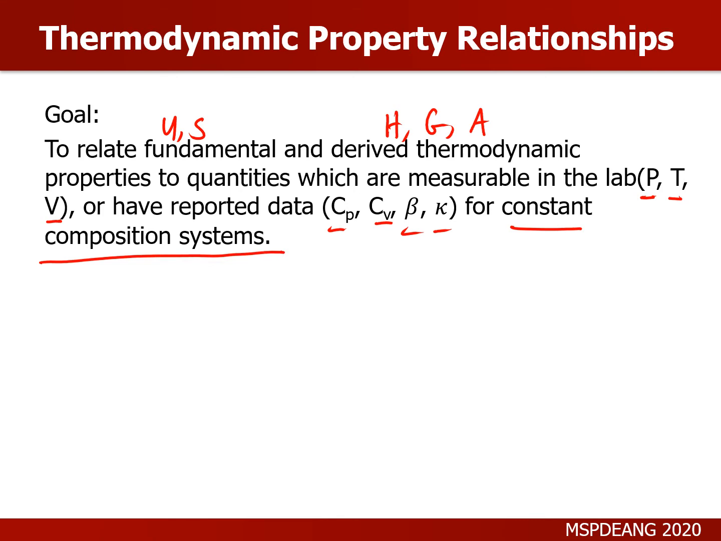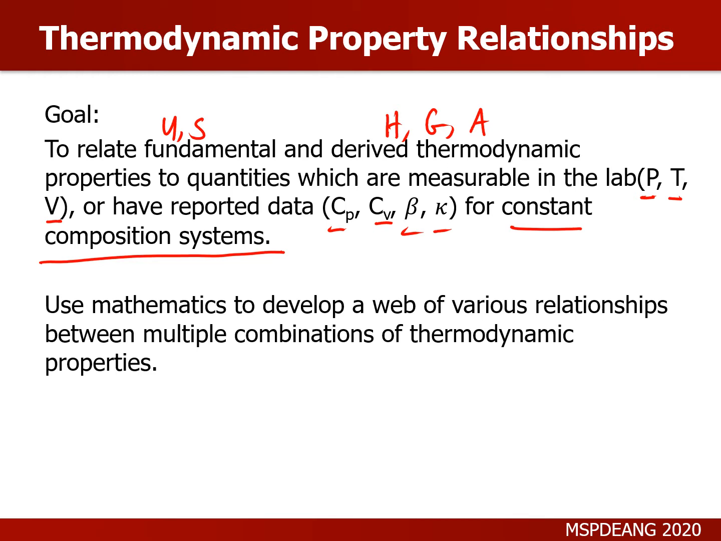Okay? And to do this, we will now use mathematics to develop a web of various relationships between multiple combinations of thermodynamic properties. So all of these thermodynamic properties that we have are interconnected to one another. And how do we now derive the relationship between all of these thermodynamic properties to obtain useful relationships that we can now exploit?